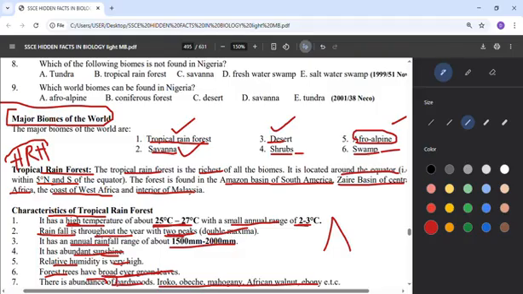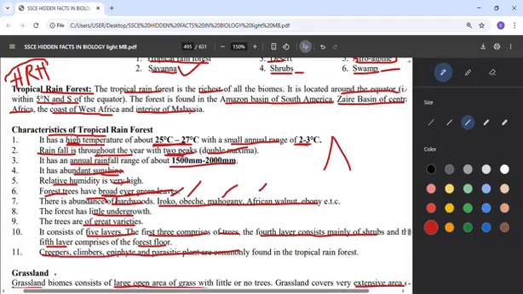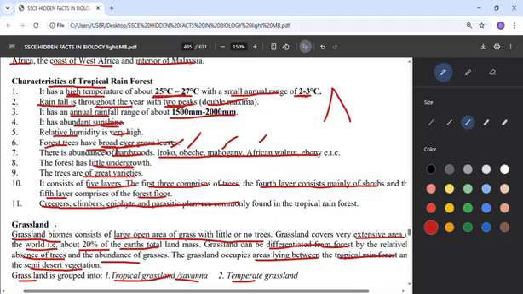Those hardwood, they are the Iroko, that's Milicia excelsa, Obeche, Triplochiton scleroxylon, Mahogany, African walnut, Ebony, etc. Also the forest has little undergrowth, those things that are growing underneath it. Then the trees are of great varieties. There are different varieties of trees.